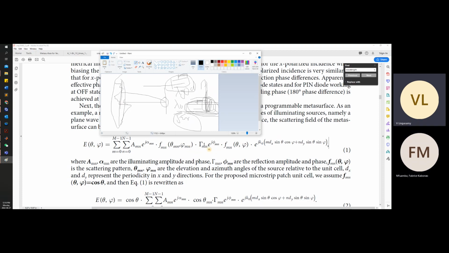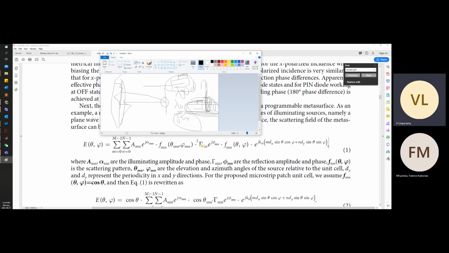Now we have to summarize. This is basically the radiation pattern. It's a function of theta comma phi. Here m dx sin theta cos phi. Why are we mentioning this? Because it is in a rectangular coordinate system, therefore we have these terms, and it's basically a spherical coordinate system.